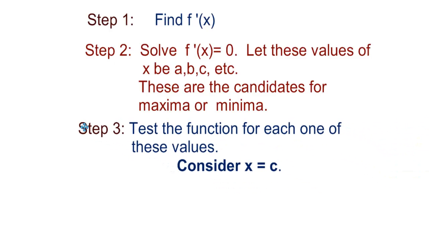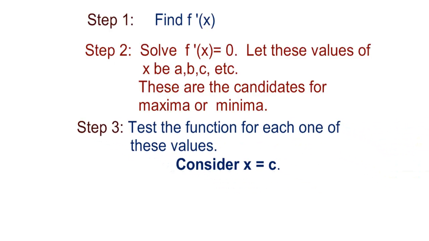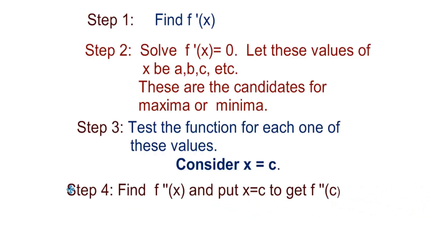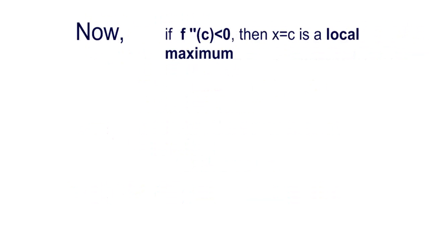Step 3. Test the function for each one of these values, say x is equal to c. Then step 4. Find f double dash x and put x equal to c to get f double dash c. That is, evaluate the second derivative of the function at this point x is equal to c. Now, depending on the sign of the second derivative, we have the following conclusions.